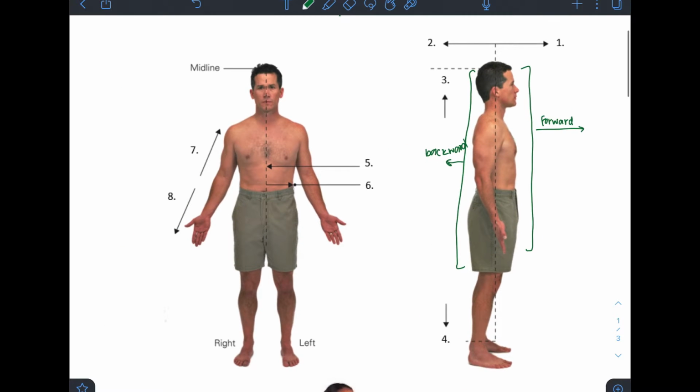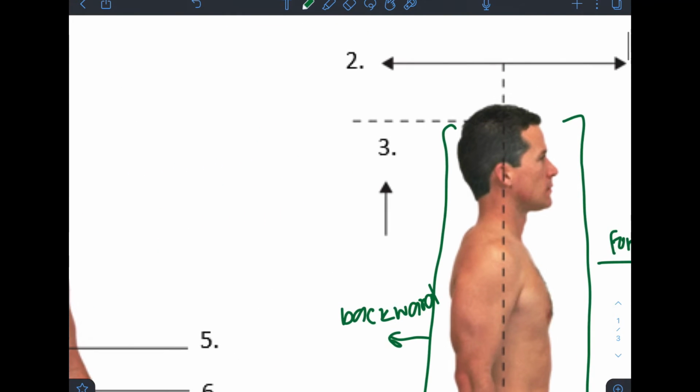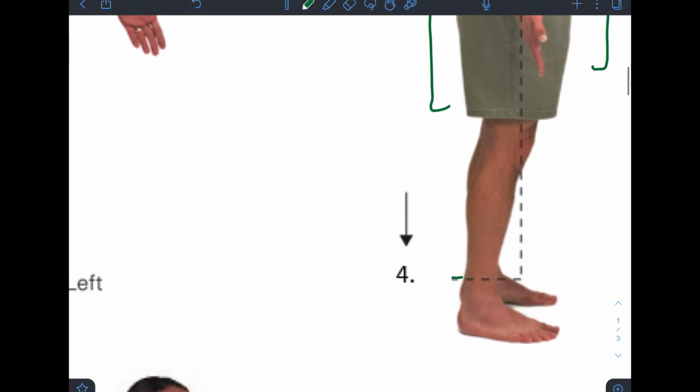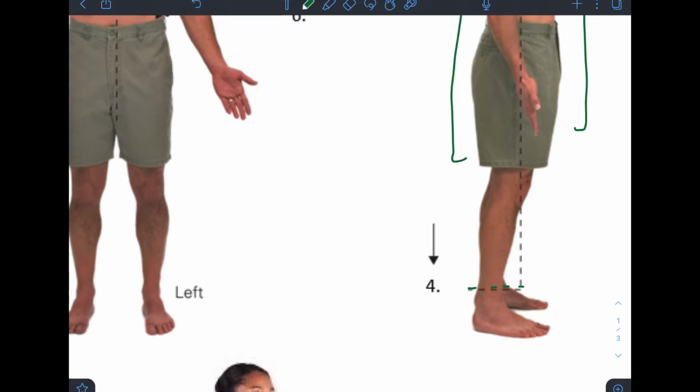And then the other two lines here that we have, this one that is above the number 3 is just differentiating where the head is, so where the top of the head is. And then the one at the bottom here is just indicating where the toes are or where the feet are.